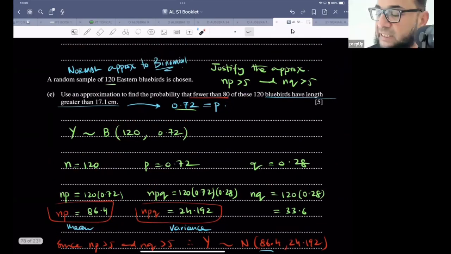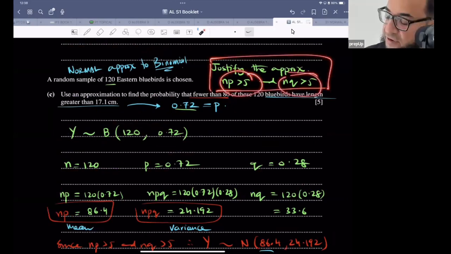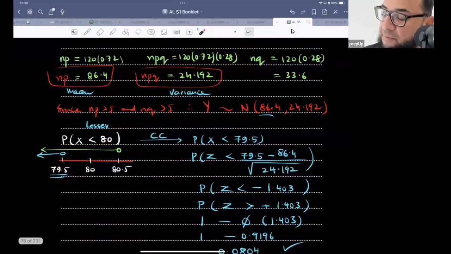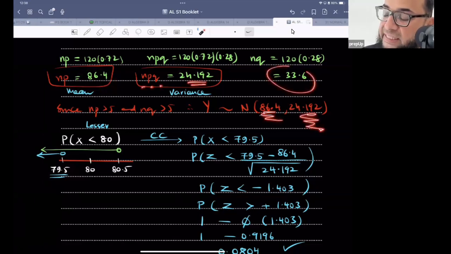Whether they ask us to justify or not, go ahead and justify. NP should be greater than 5, NQ should be greater than 5. NP is greater than 5, NQ is greater than 5, and then this NP is the mean that goes over here. This NPQ is the variance that goes over here. Do not mix these two. This is for justification as well as mean.